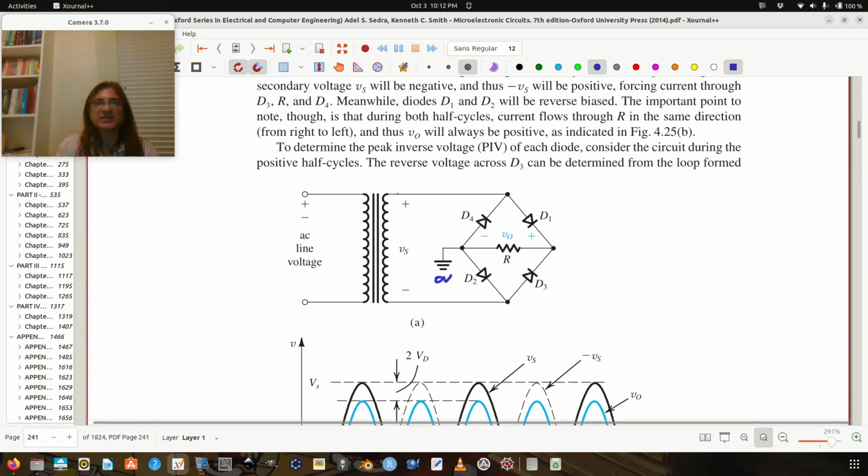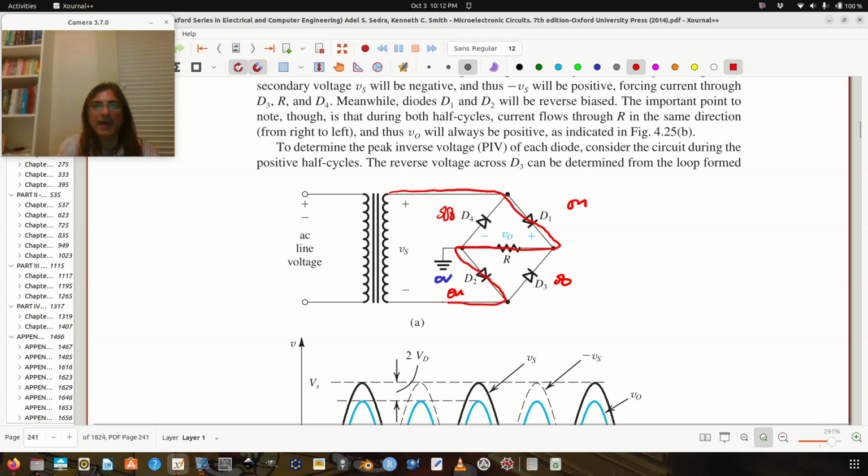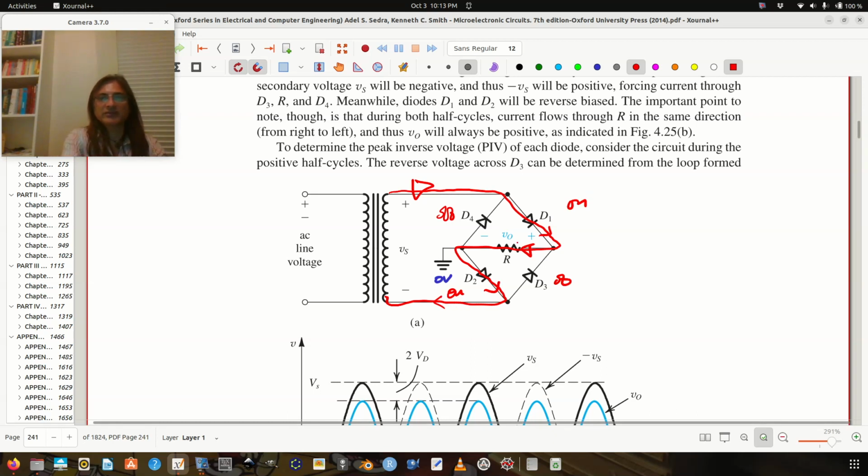What we see is when this is positive as compared to here, then diode D1 is on and D2 is on, and D4 and D3 will be off. So the current will flow from here in this direction, go through here, come back, and then go like this. That's our loop in this direction, right? D1 and D2 are on, and D3 and D4 are off.